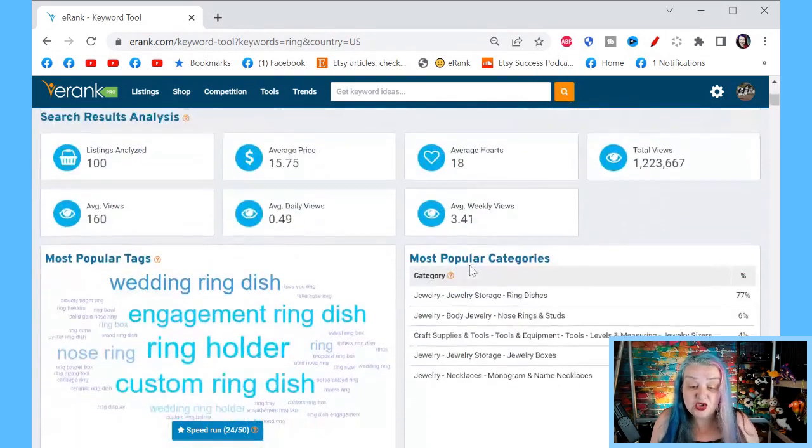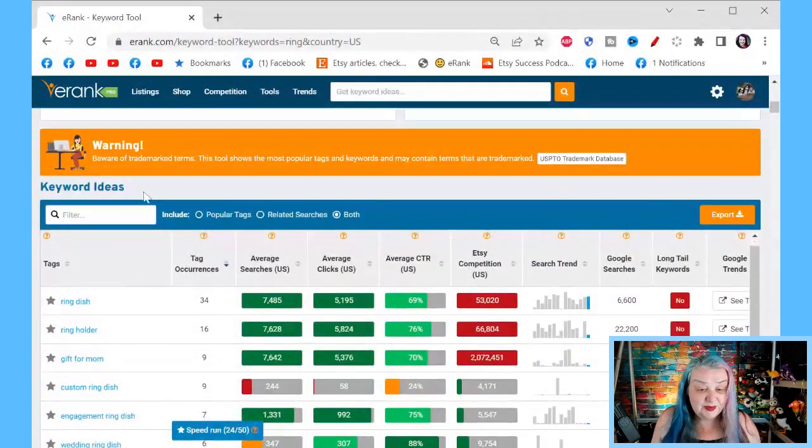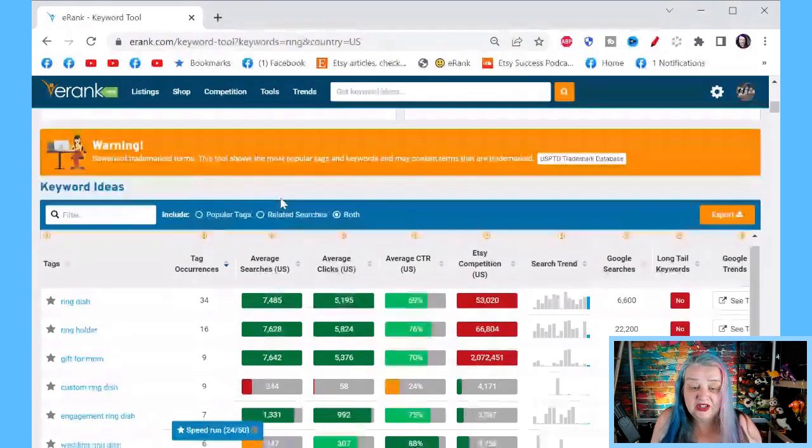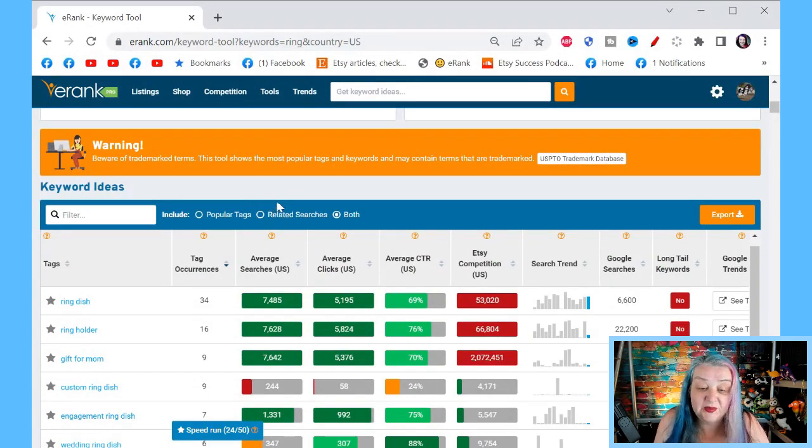So what you want to do is scroll down to this bit, keyword ideas. This is the thing I love the most. Now you can pick between popular tags or related searches. So popular tags is out of the top 100 listings that show up in search for the word ring, what other tags do those listings have? Related searches are buyers searching on Etsy, what other terms do they use as well as ring? And both just means it shows them both. So at the minute, I'm looking for ideas. So let's hit both.